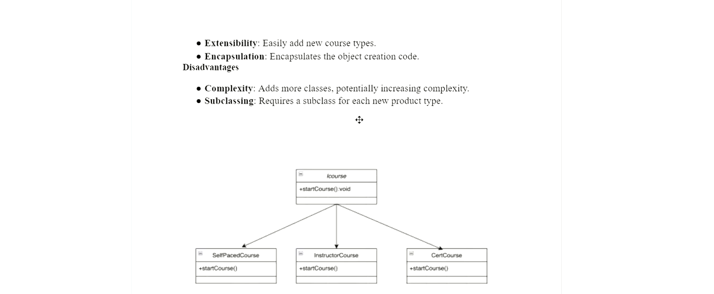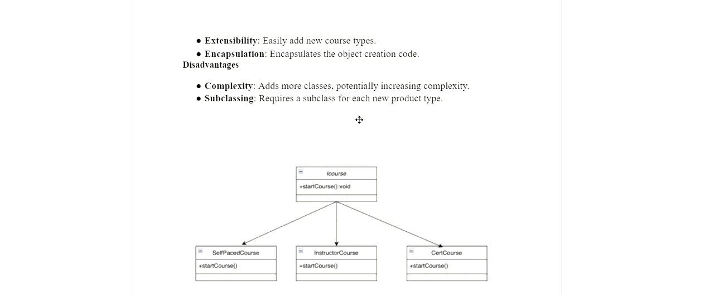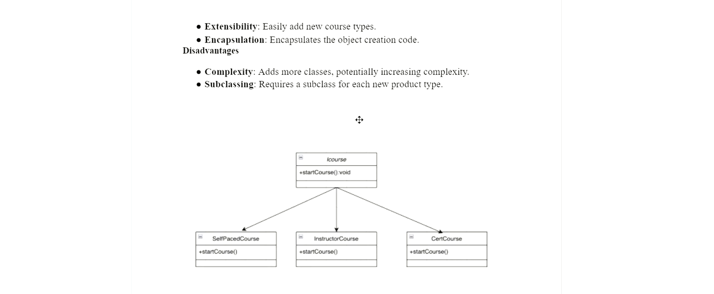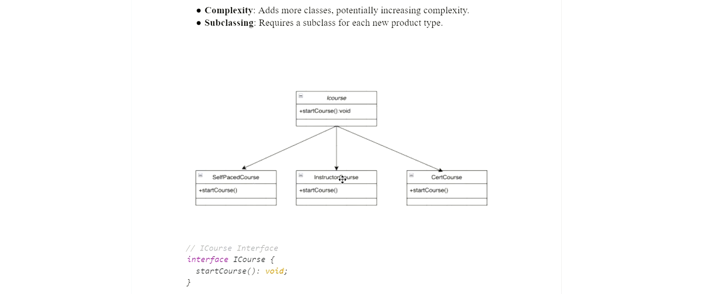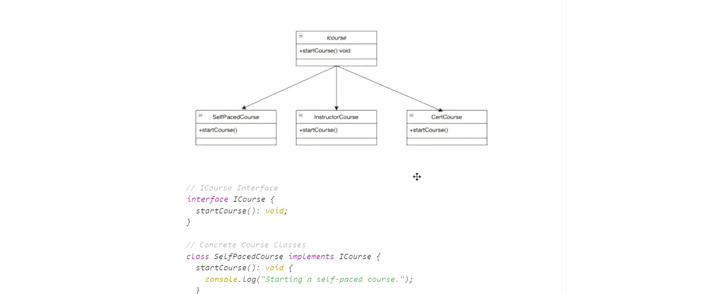Now, as we noted, every approach comes with a con, so there are some disadvantages that the factory method has. First is complexity. Since we are adding more classes, it potentially increases the complexity of the project. Secondly, subclassing. It requires a subclass for each new product type. As we have seen, we need to create a subclass for each new course.